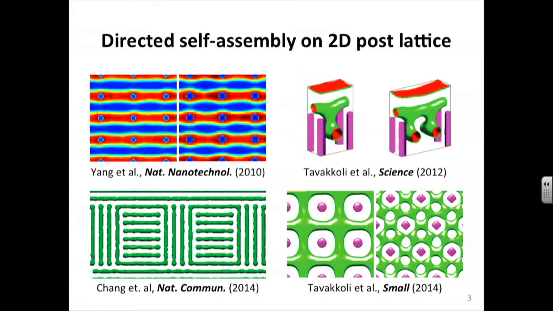In all of these previous works, the resulting morphologies were modeled by well-established self-consistent field theory simulations, or SCFT simulations. But we wanted to design a simpler model designed specifically for the 2D post-lattice setup that enables fast simulation over large template arrays. So in this work, we developed a new Ising model-based simulation that agrees very well with previously reported experimental and simulation results.